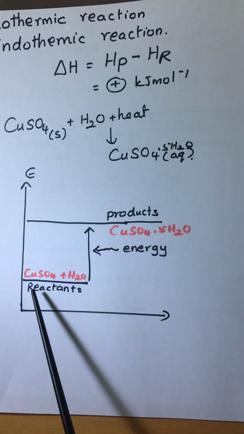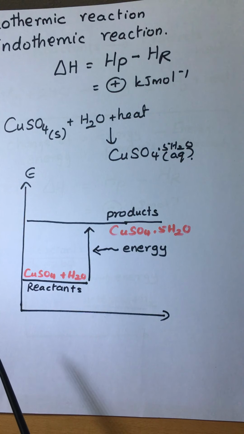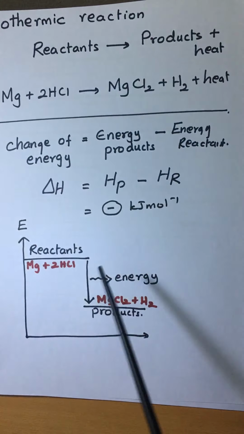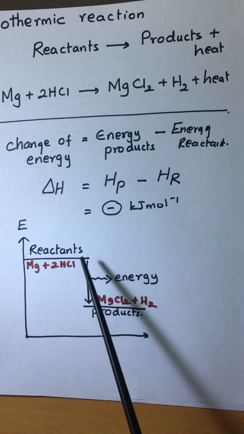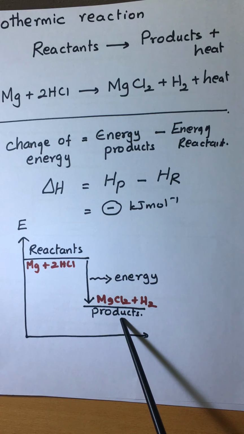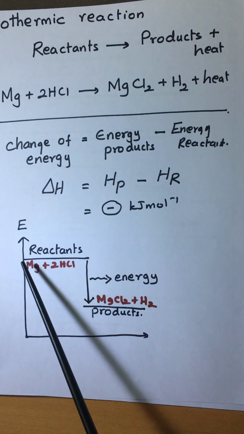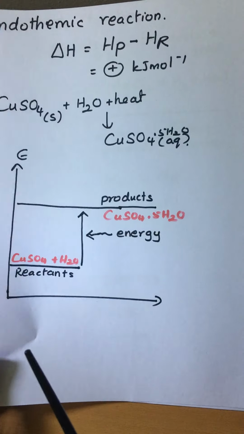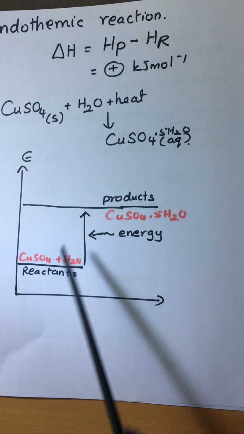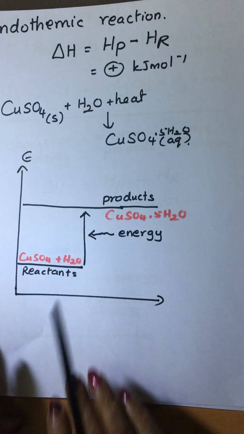Now, for example, the energy of the reactants, copper sulfate plus water, here hydrated copper sulfate. Here the energy is absorbed, and here the energy is released, therefore the energy of the reactants is higher than the energy of the products in an exothermic reaction. The energy is released, so the energy decreases, as shown in the graph. But in the endothermic reaction, the energy is absorbed into the system, therefore the energy level increases. So these are the two types, exothermic and endothermic reactions.